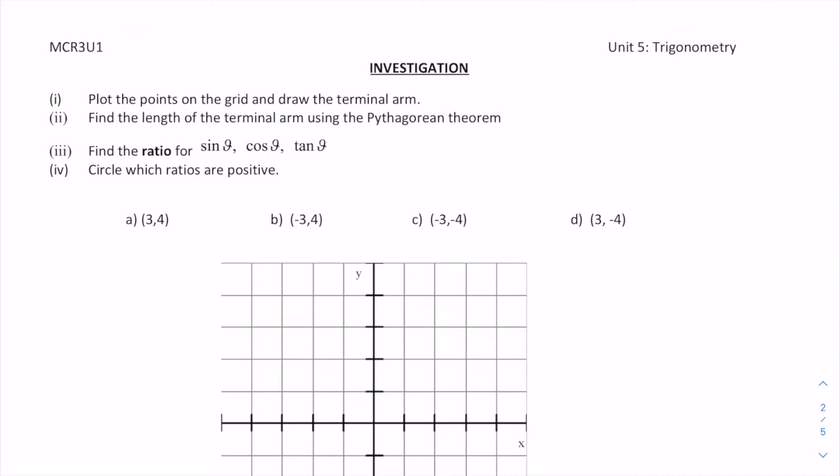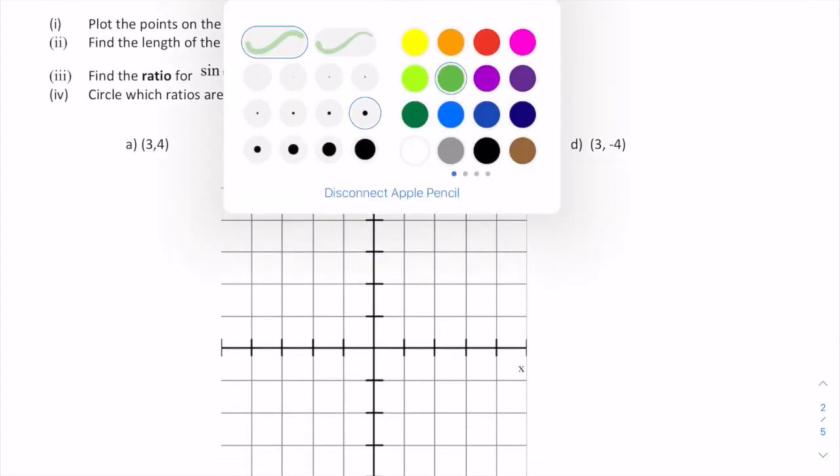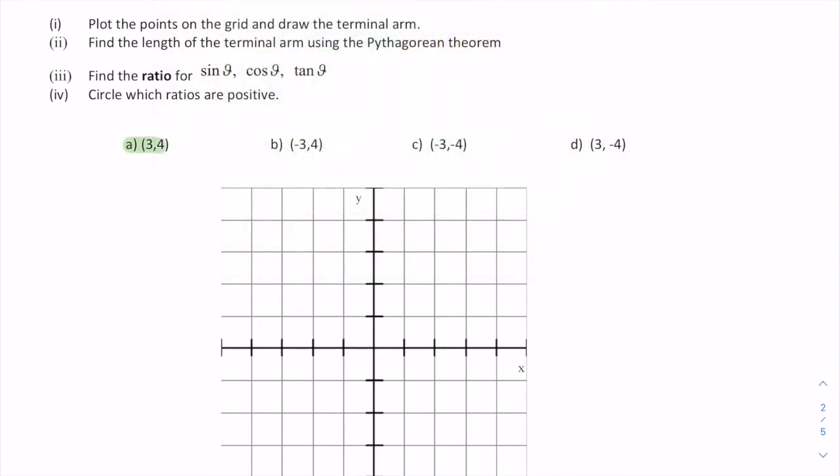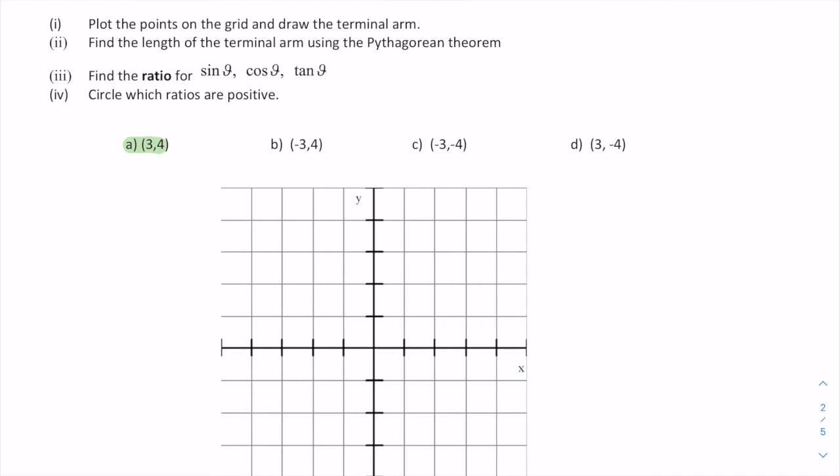The first thing we're going to do is plot the points on the grid and draw the terminal arm. Let's start that for A. We'll make A green, and we're going to plot that point on the grid, and draw the terminal arm. A is at 3, 4: 1, 2, 3, 4, right here. And that's A. And we're going to draw our terminal arm.